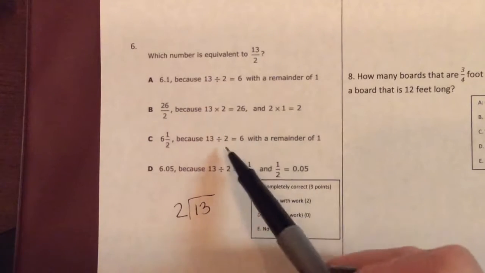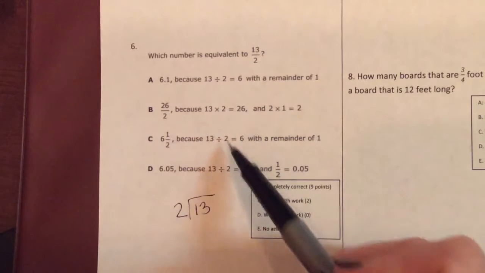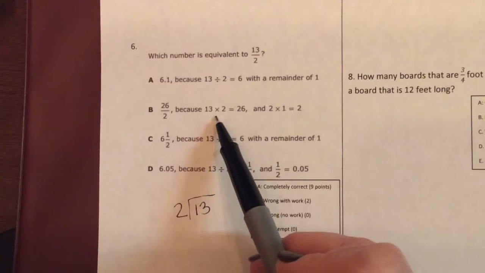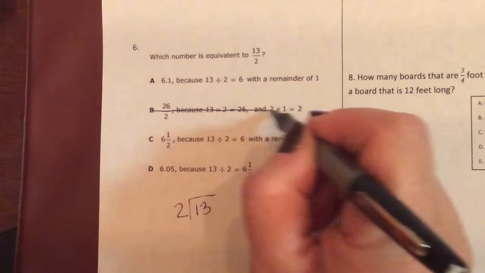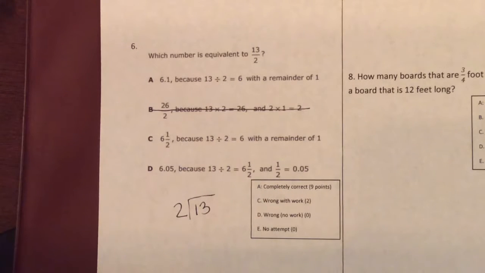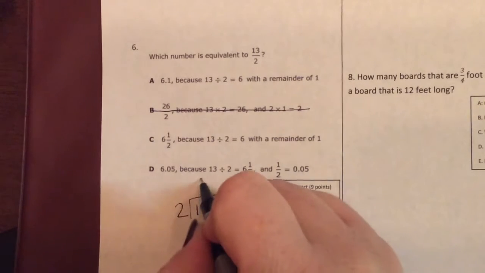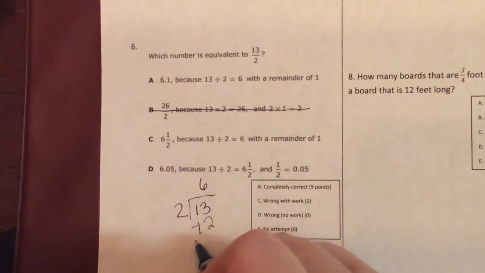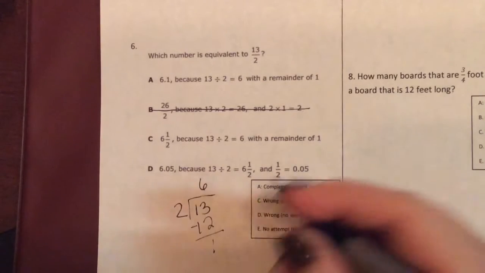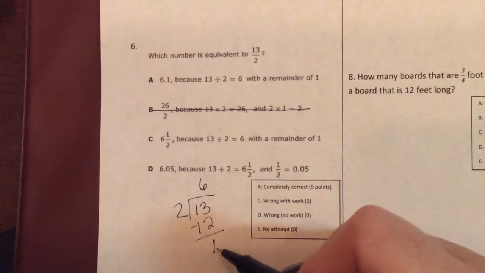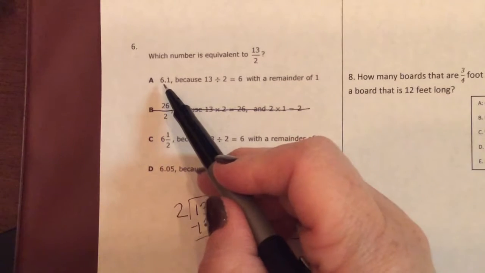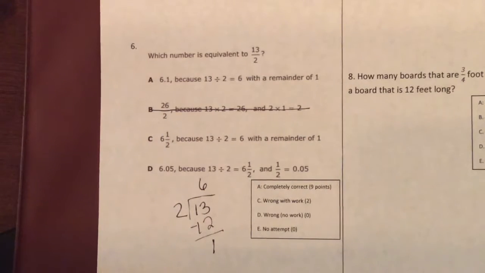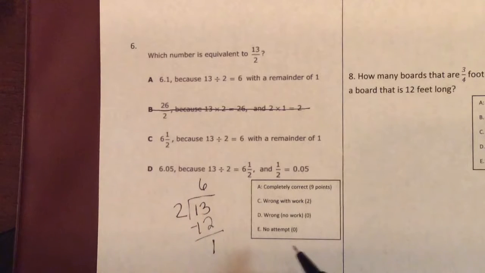Now all of these, oh, look, A and C and D start out with 13 divided by 2. But B says 13 times 2. Well, we know that's not our strategy, so we can get rid of that. Okay, so 2 times 6 is 12. All of these begin with a 6, so we're good so far. And I have a 1. Now, a lot of students have a bad habit of taking that 1 and putting it right after your decimal. I'm sure a lot of you did that on the test. Remember, that is not our strategy. I never ever taught you to just take that remainder and put it after your decimal.